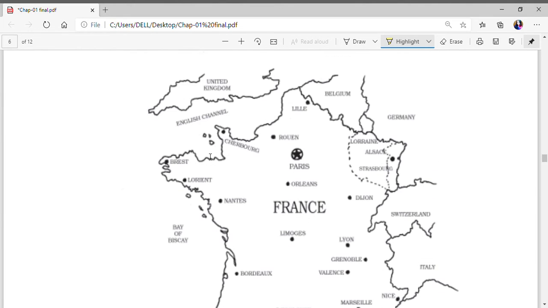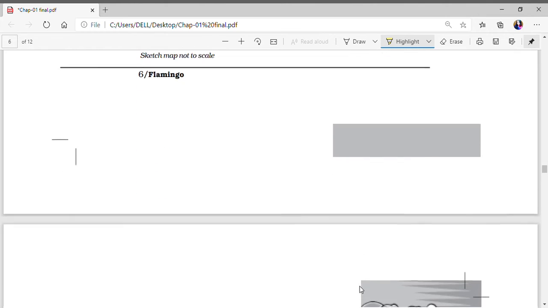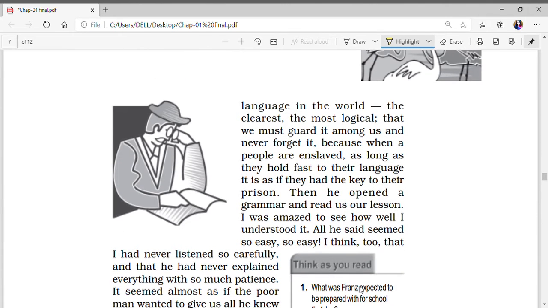So you can also understand this chapter and the situations there better by looking at the map of France. Okay, so here is France, and your short story is located in this particular portion of Alsace and Lorraine. They were taught the French language earlier, but now they will be taught German. All right, and you can also see other places here, like Belgium, and here it's Switzerland and Italy. So you can just have a good knowledge about the place where it's located. If you want to know it, you can have a look at the map.